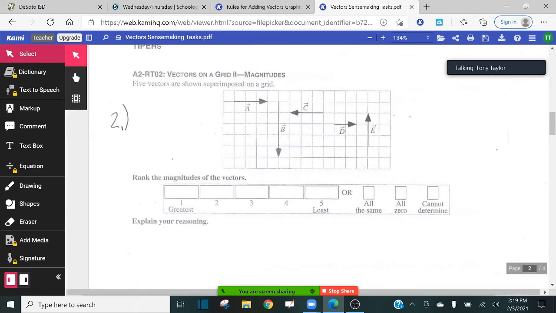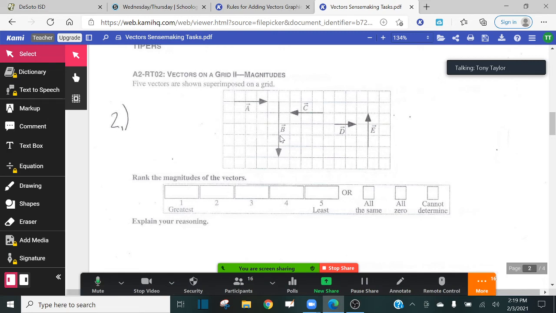Here, guys, you're just going to basically list out the rankings. It says 5 vectors are shown superimposed on a grid. Rank the magnitude of all the vectors. Okay, so guys, go ahead and take these vectors here, count them out, and then you tell me what the magnitude would be according to their rankings. Okay, I already see Jerry has put something.